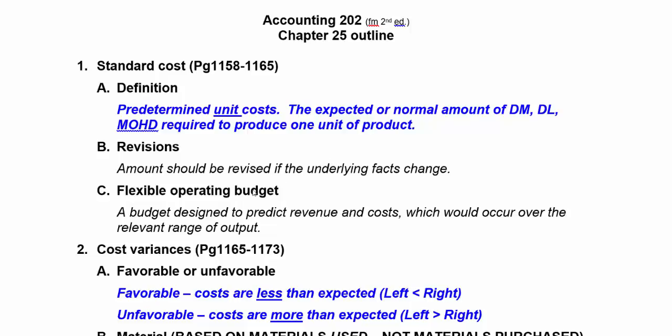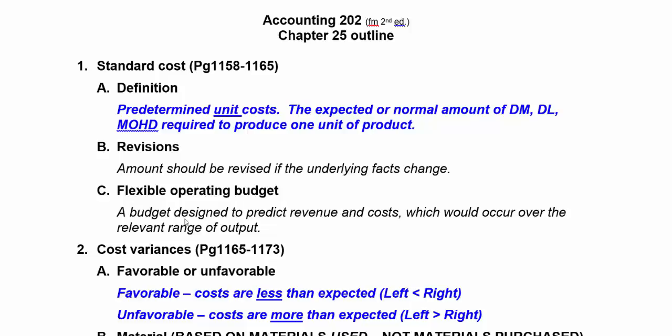Also, standard costs can be used in something called a flexible operating budget. That's a budget that's designed to predict revenues and costs that occur over what we call the relevant range of output, which is the normal range you'd expect to produce.